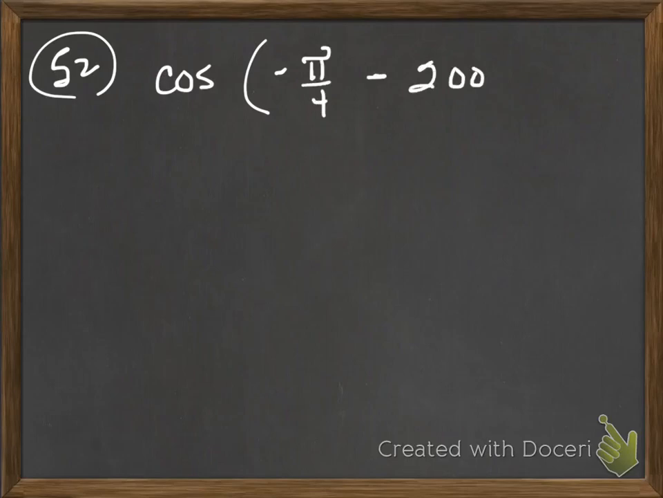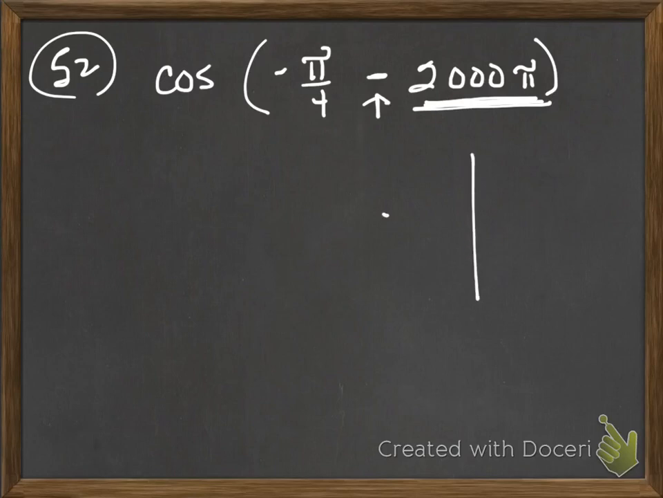Number 52. We're doing cosine of negative pi over 4 minus 2,000 pi. So we can be adding or we can be subtracting. It really doesn't matter. If we're adding or subtracting an even number of pi's, then that always puts us back at the same exact point. All right, so we're subtracting 2,000 pi. 2,000 pi is even. So if we think about where negative pi over 4 would be located, it would be located in the fourth quadrant.